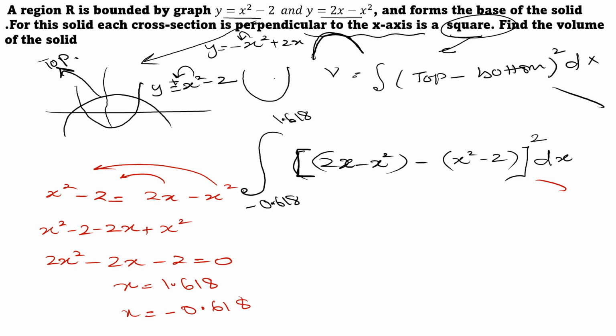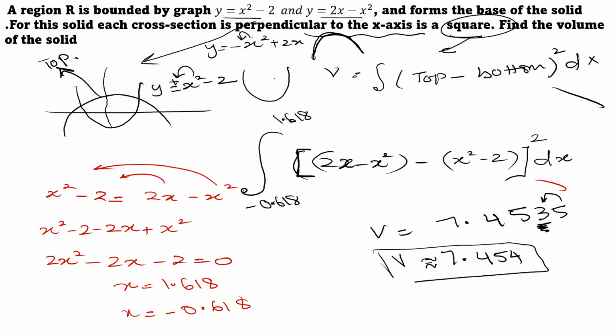So the answer is 7.453. So the volume is 7.4535. Now if we have to round off to three significant figures, then the 3 will be extended and it will be 7.454. That would be your approximate volume. Now a hundred times I have already told you that if you do not understand, then only if the volume is negative you interchange the places of the functions, if it is required.